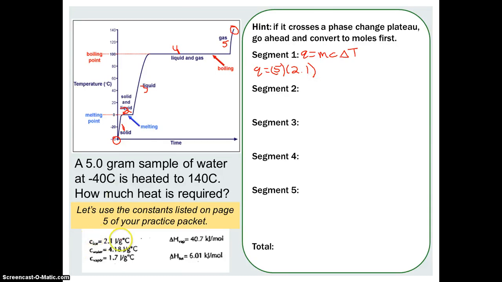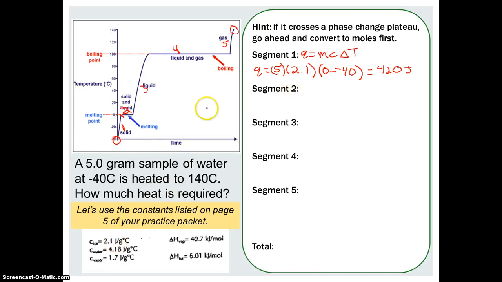You have to be given these; they are on page 5 of your practice packet. The specific heat of ice is 2.1. And then the change in temperature, final minus initial. The final temperature of this segment is 0 degrees, heating to the melting point. The initial temperature is -40. So I end up with 5 times 2.1 times 40, which gives me 420 joules. The unit here comes from the unit of energy in my constant.